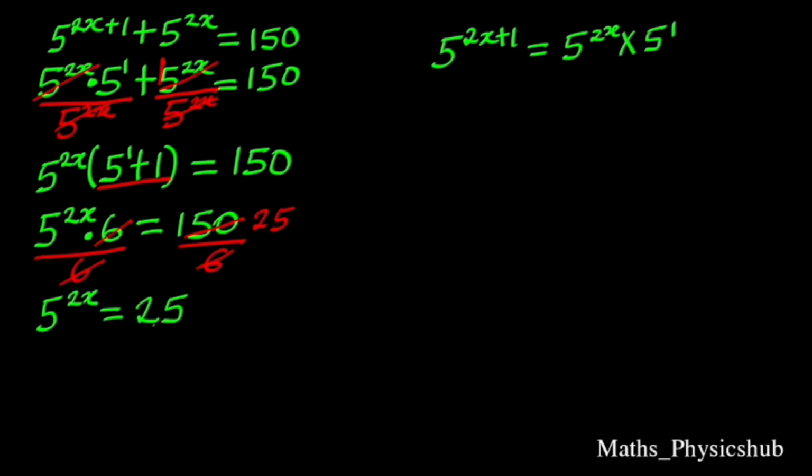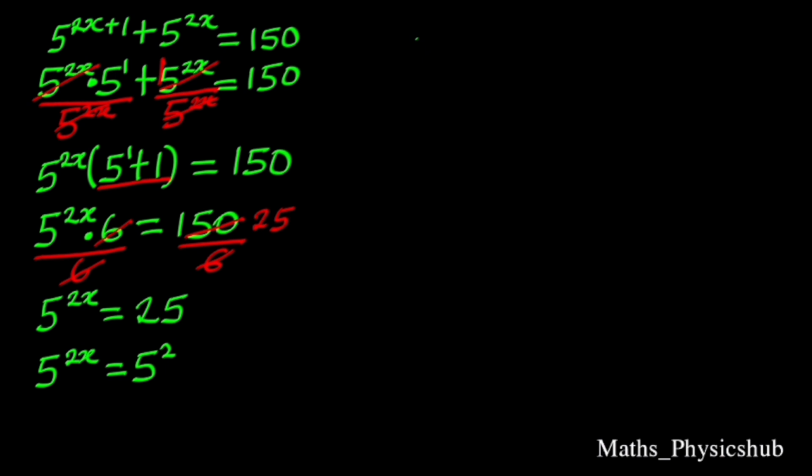On the right side, we express 25 to the same base as the left side. It follows that 5 power 2x equals 5 power 2. Now that we have expressed both sides to the same base, let's go ahead and equate their powers. Equating their powers will give us 2x equals 2. Dividing through by 2, x equals 1.